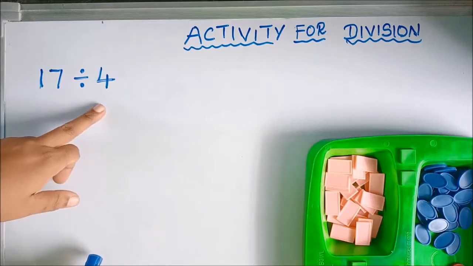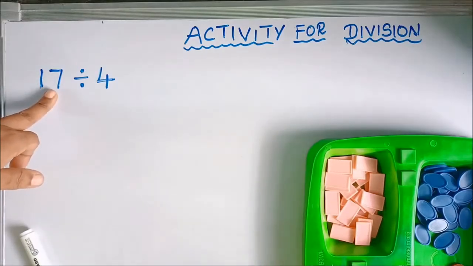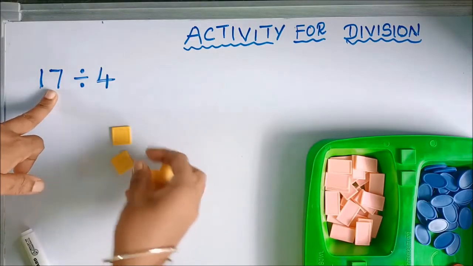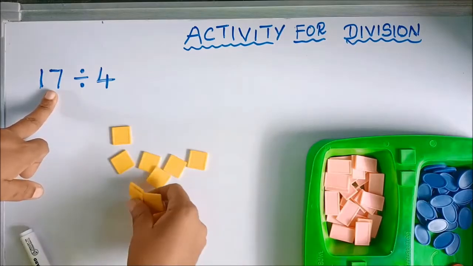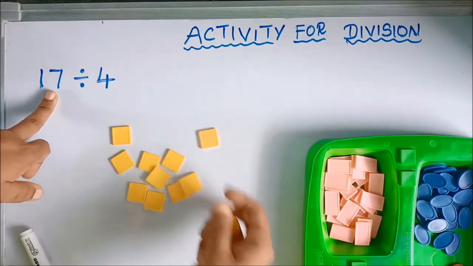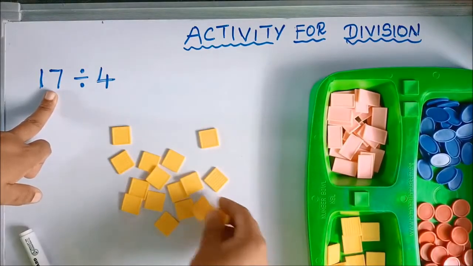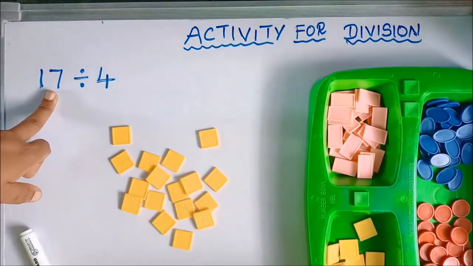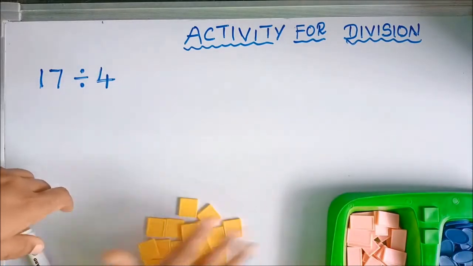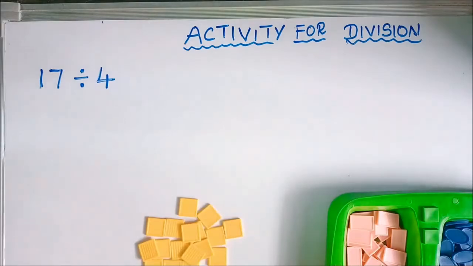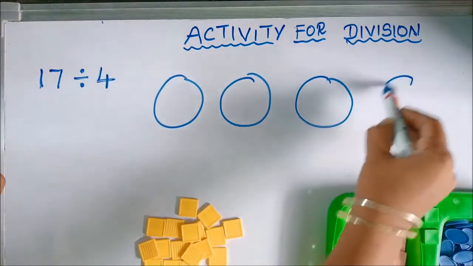17 divided by 4. For this you have to take the pieces for the number 17. Let me take this shape, square. 1, 2, 3, 4, 5, 6, 7, 8, 9, 10, 11, 12, 13, 14, 15, 16, 17. Now we have to divide these 17 shapes into 4 equal parts. 1, 2, 3, 4.